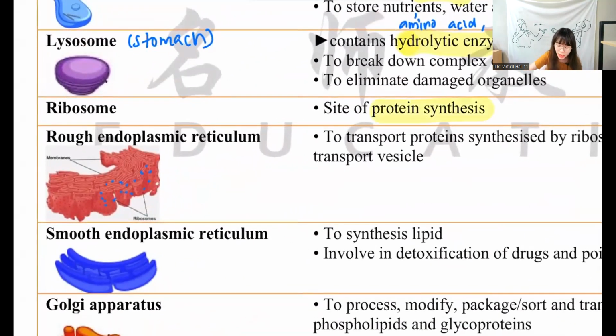What does synthesize means? Synthesize, it means produce. So they will produce protein. We don't write produce protein. We only write synthesize. So we will synthesize protein. Now, function of rough ER, when we say, we will say RER or rough ER. In exam, can you write RER? Of course cannot, because it's not proven this as a short form. So you cannot write RER. You have to write rough endoplasmic reticulum.